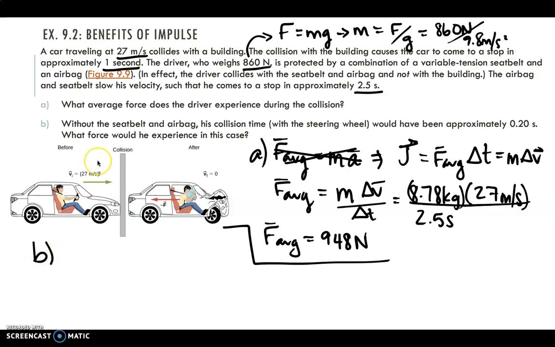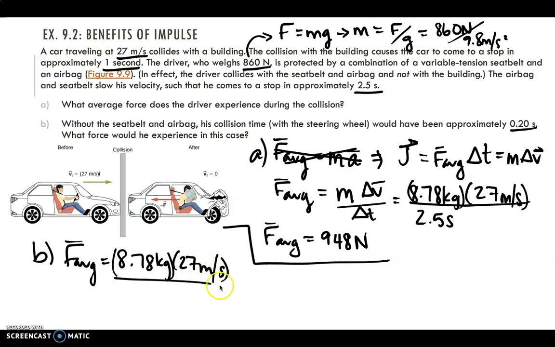Now part B states that without the seatbelt and the airbag, his collision time would be approximately 0.2 seconds. It asks what force he would experience in this case, and we'd have the exact same setup. So F average would equal 8.78 kilograms times 27, but our time is different. It is only 0.2 seconds. We would get a much higher force. Let me continue this in the next video. Sorry about that.